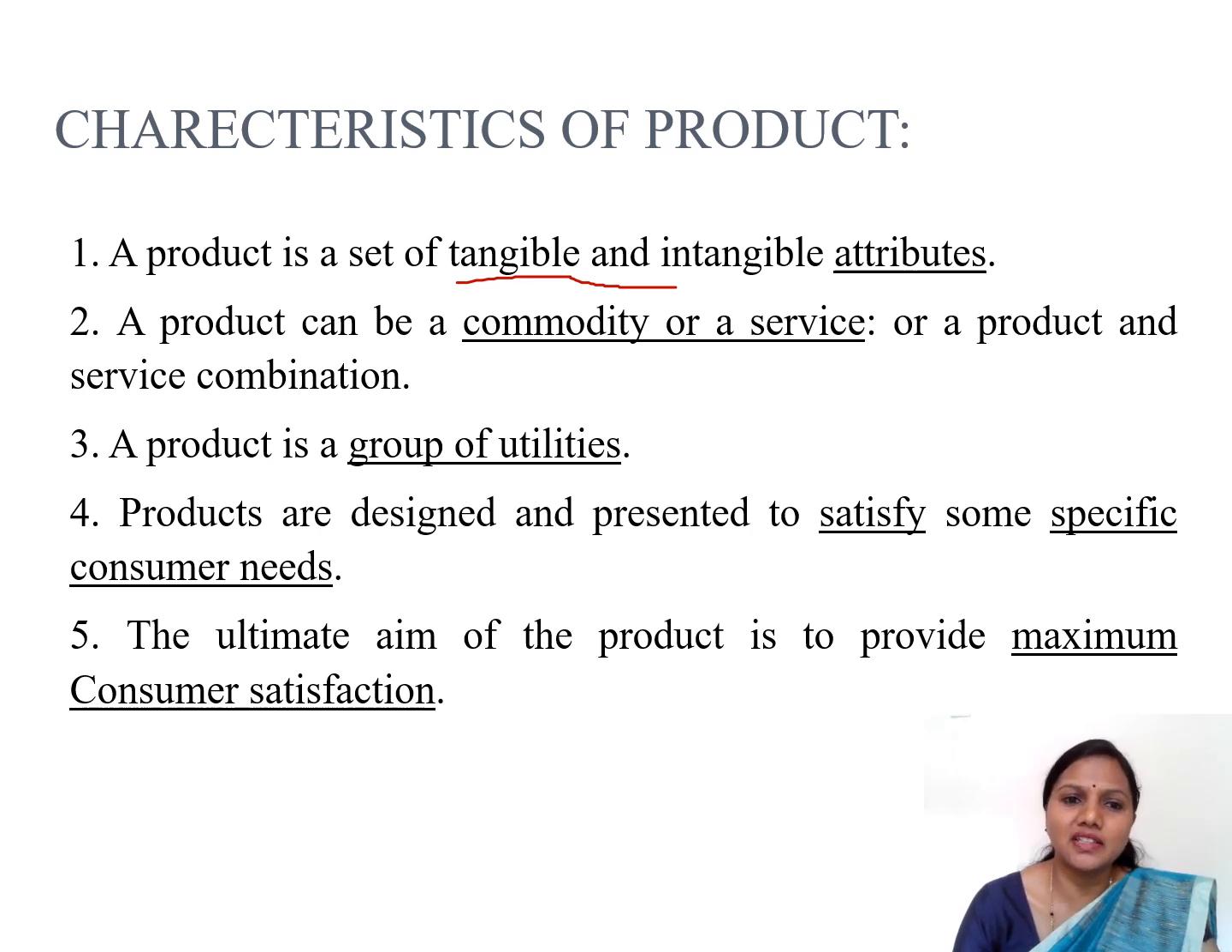So both together, the TV as well as giving the delivery, demonstration, installation, everything put together is also called a product. A product is a group of utilities. It will create utilities such as time utility and place utility. Time, that is, whenever you want, that product should be made available, and wherever you want, the product will be available. The varieties of the brands will be made available. So it is a group of utilities.